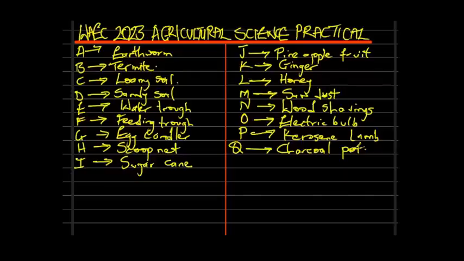So we have listed them. These are the list of specimens that we'll be talking about. A is Earthworm, B Termite, C Loamy Soil, D Sandy Soil, E is water trough, F feeding trough, G egg candler, H is scoop net, I is sugarcane, J is pineapple fruit, K is ginger, L honey, M sawdust, N is wood shavings, O electric bulb, P kerosene lamp, and Q is the charcoal pot.